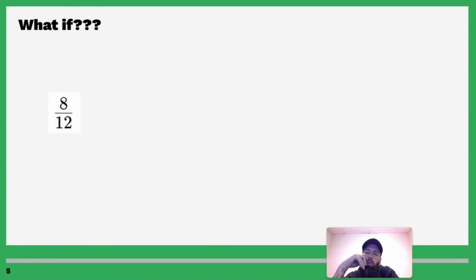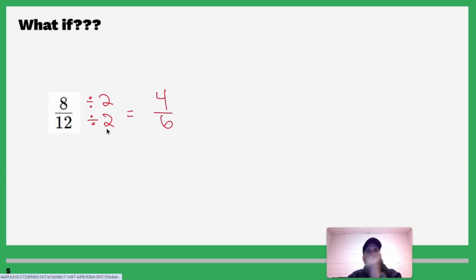Okay, 8 over 12. Now, I'm not going to do this every single time, but let's say that I make a little mistake and I'm like, oh, what two numbers can I divide from 8 and 12? Ooh, I can divide both of them by 2. So let's do that. 8 divided by 2 is 4, and 12 divided by 2 is 6. But wait a minute. You can go even more. Those are both even numbers.